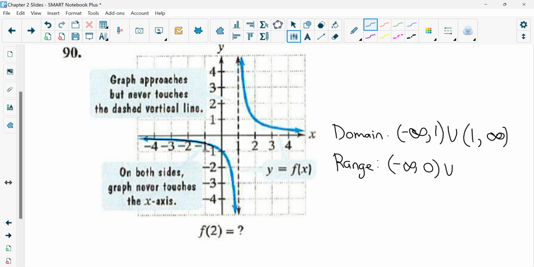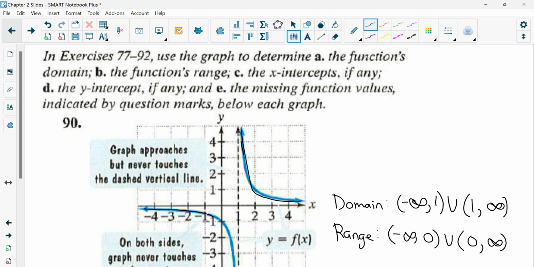We put our union symbol. And then I look at my second one. Again, as this is coming down, it's getting really close to a y value of 0. Doesn't touch it though, so we have a parenthesis, and then it goes up forever. So sometimes, if there's values that are excluded, you got to write 2 separate inequalities or 2 separate intervals like we did there. All right, so keep that in mind.